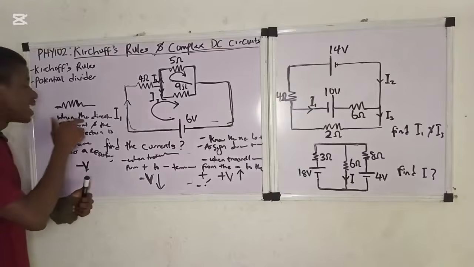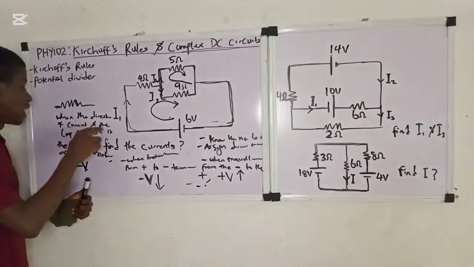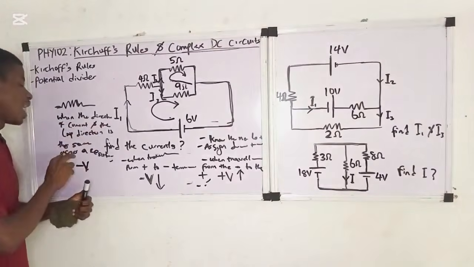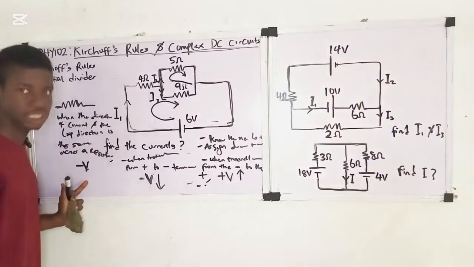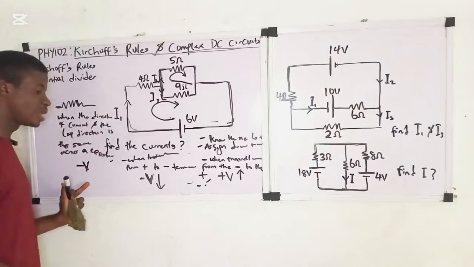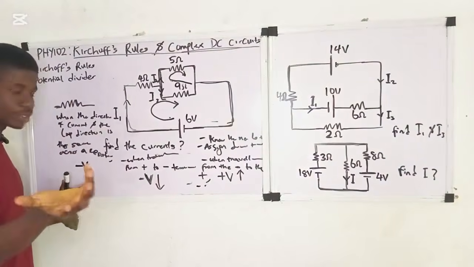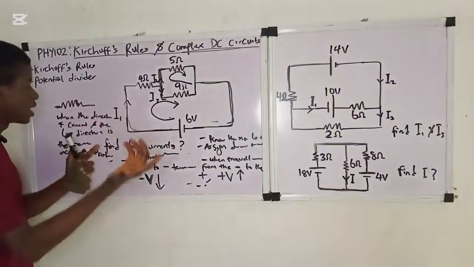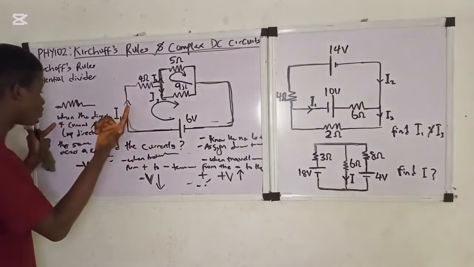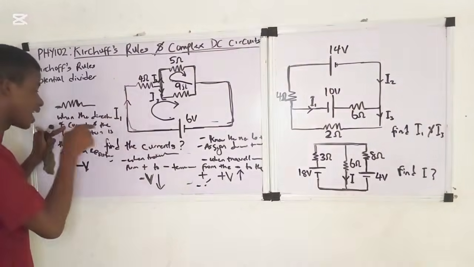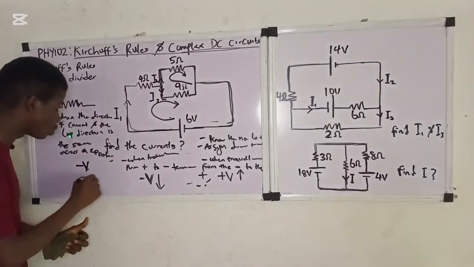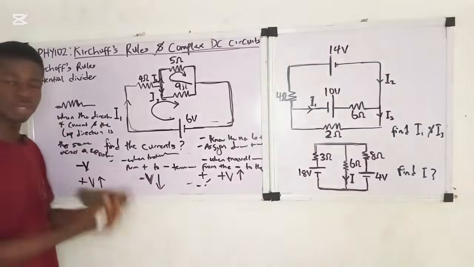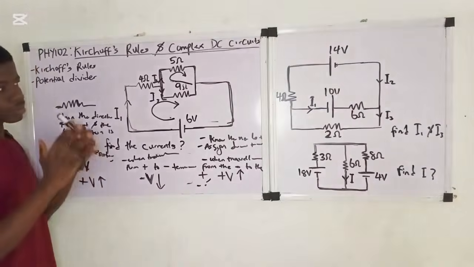Okay, and vice versa. So when the direction of current and the loop direction is the same across a resistor, the voltage across that resistor will be negative. And now vice versa. What does that mean? It means that when the direction of the current and the direction of the loop is not the same across the resistor, what will happen to the voltage? The voltage will increase, right? Voltage will be positive, right? Yes. So that is it.